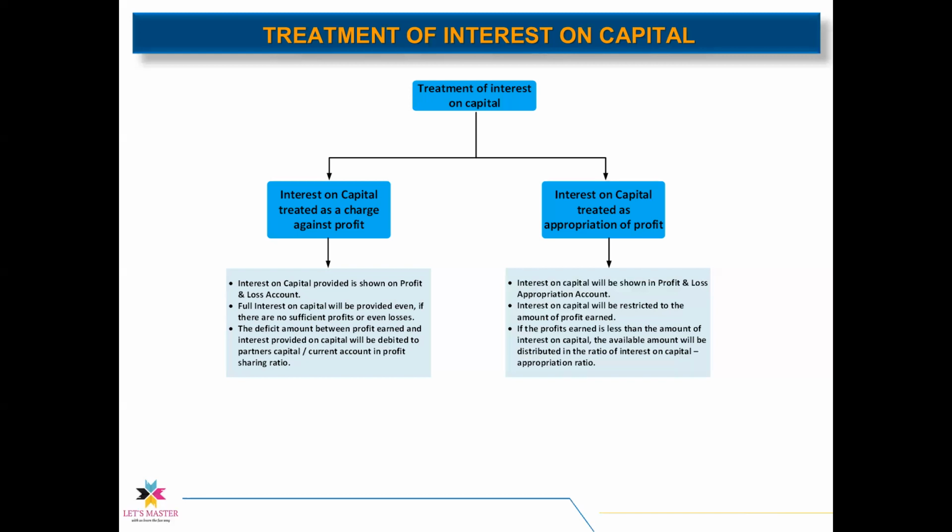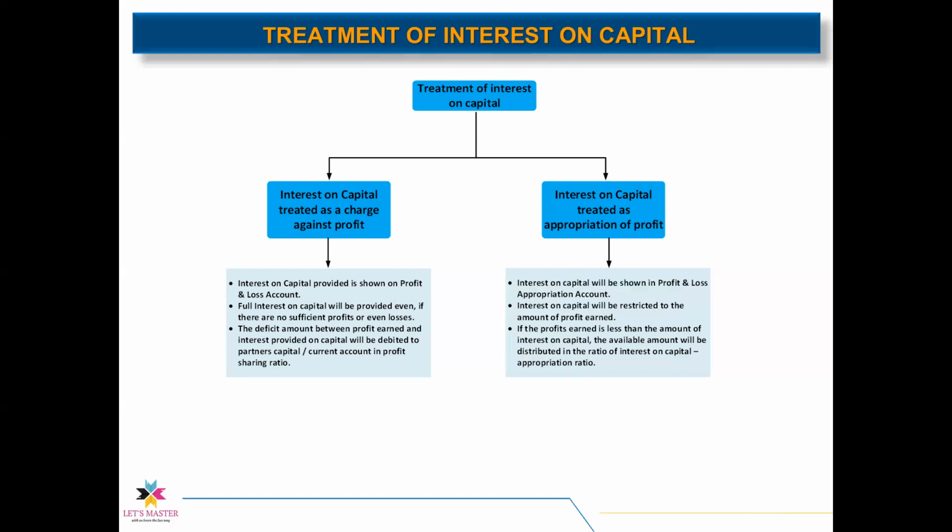And this will be debited to the partners capital account if we are using the fixed capital method, or to partners capital account if we are using the fluctuating capital method, and to partners current account if we are using fixed method of maintaining partners capital account.